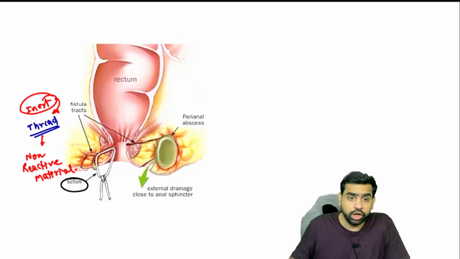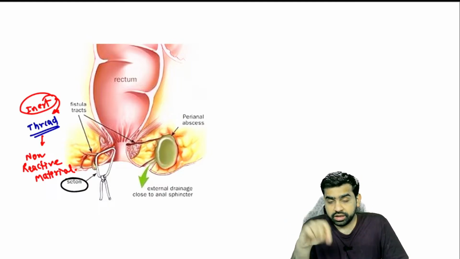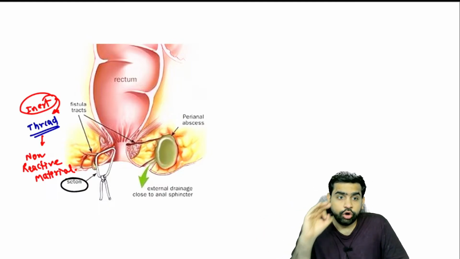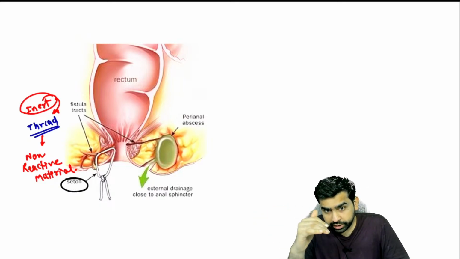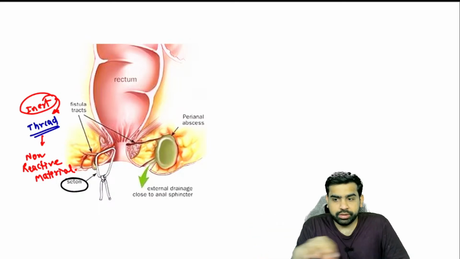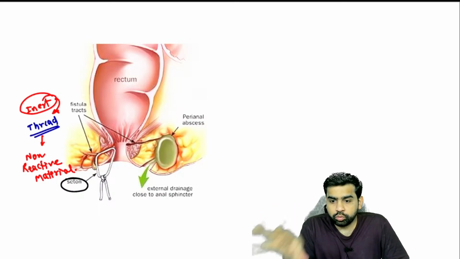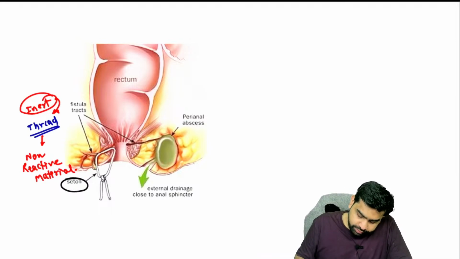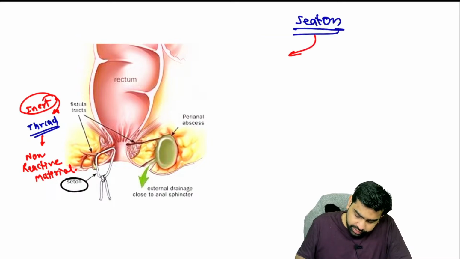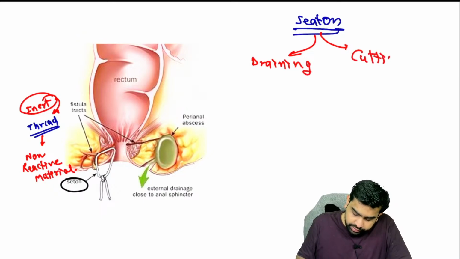Are you understanding my point? So what is the seton? A seton is basically a thread made up of an inert or non-reactive material, and that thread goes through the internal opening, comes out to the external opening, and then you tie a knot. This is what is referred to as a seton. Now the seton can be of two types. Please try to understand. There can be a draining seton or there can be a cutting seton.